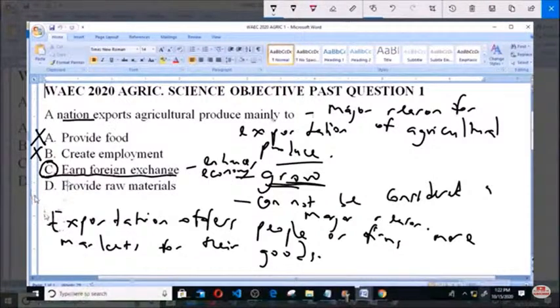And option D says provide raw materials, and provision of raw materials is not a major reason why a country will choose to export agricultural produce. So as we have established, option C, earn foreign exchange, is the correct answer to this question.